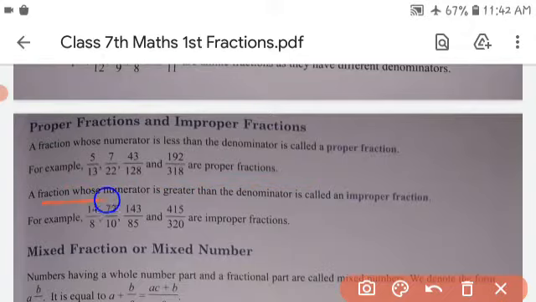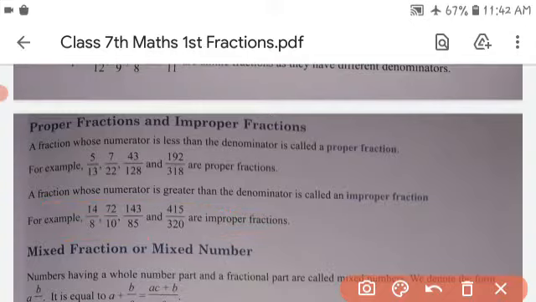A fraction whose numerator is greater than the denominator is called an improper fraction. For example, 14 by 8, 72 by 10, 143 by 85, 415 upon 320 are improper fractions.